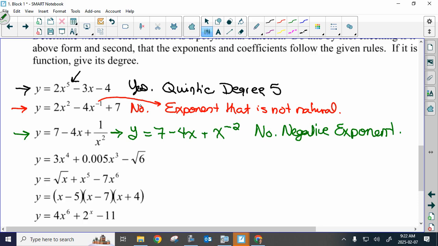This is a quartic function. By definition, a polynomial function will have natural numbered exponents, and the coefficients and constant will be any real number. Is this a polynomial? It actually is. It's okay to have a root 6 as your constant, so yes. What do we name this guy? It's quartic, degree 4.